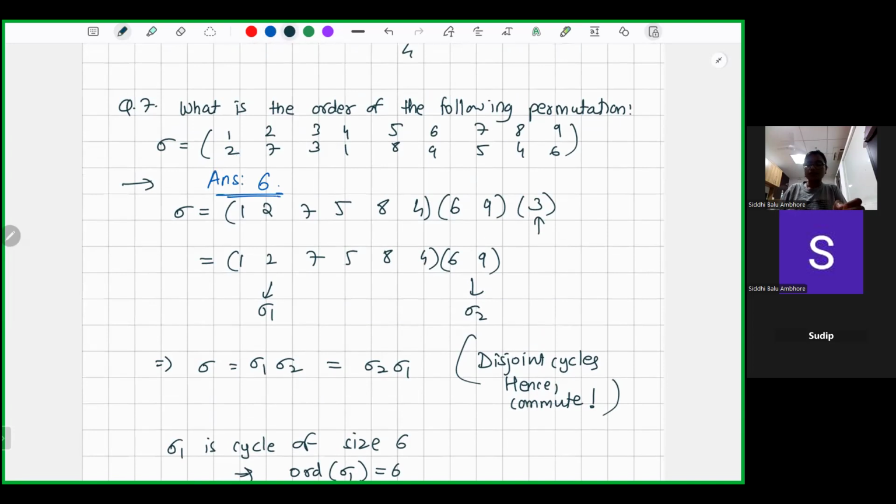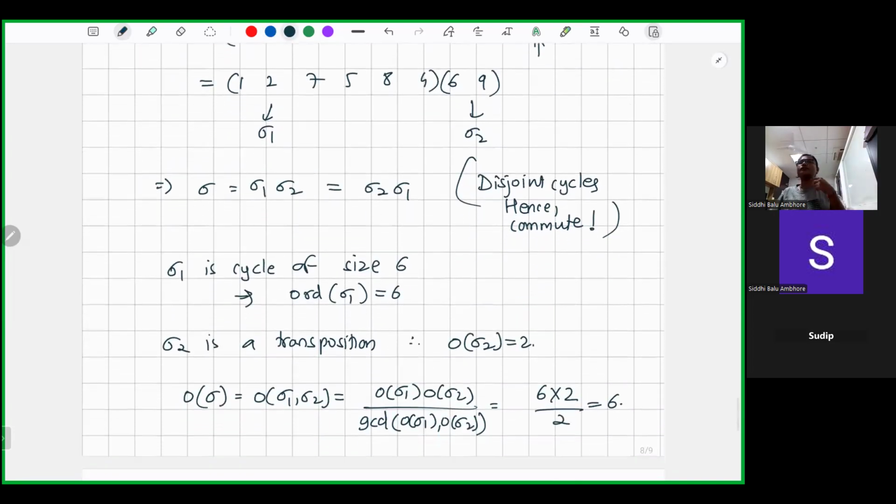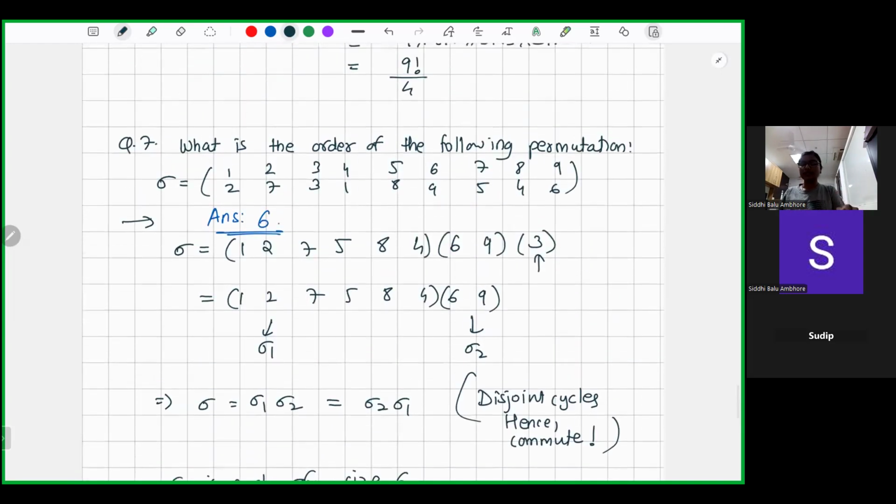Okay. So the takeaway from this is that if you are asked to calculate the order of any element in the exam for permutation, the best way is to convert them into cycles. The moment I have disjoint cycles, I know that for a cycle of size n, the order of that cycle is n. And the moment I have disjoint cycles, I can commute them. I mean, in that product, we can shuffle the order.